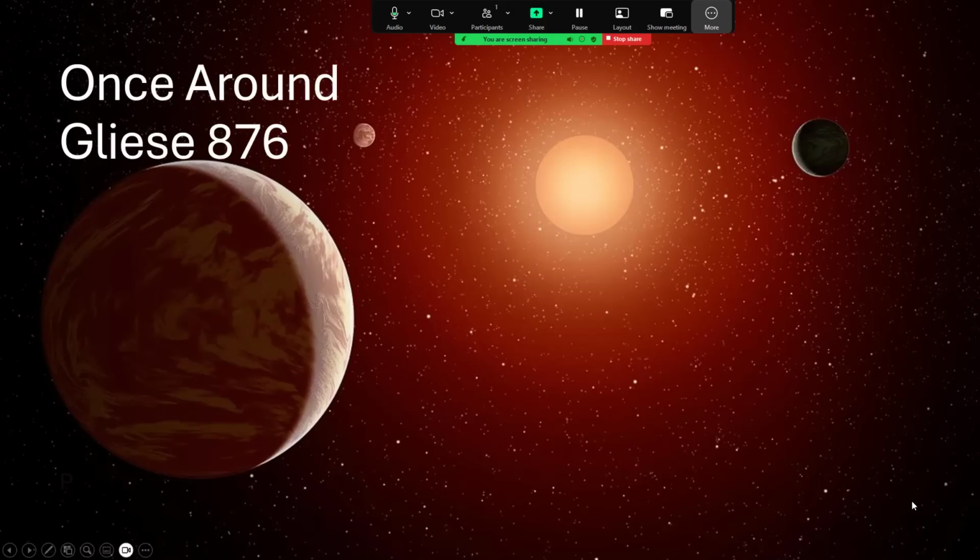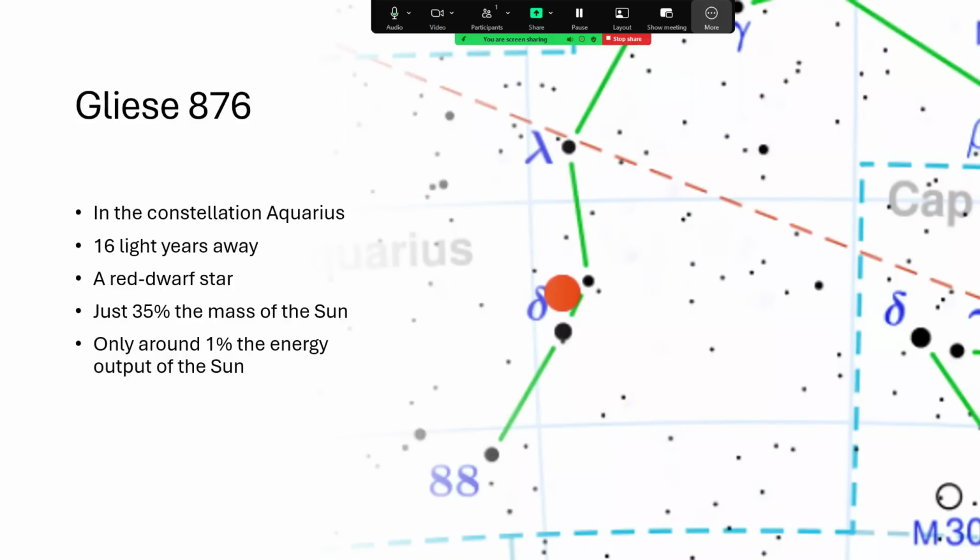Once around Gliese 876. So Gliese 876 is a small red star in the constellation of Aquarius, just next to the Delta star, Delta Aquarii. And it's one of the nearby stars, 16 light years away from the sun, just 35% of the mass, so a fairly medium-sized red dwarf. And such stars are quite dim.